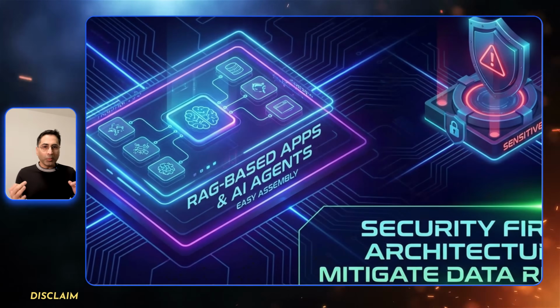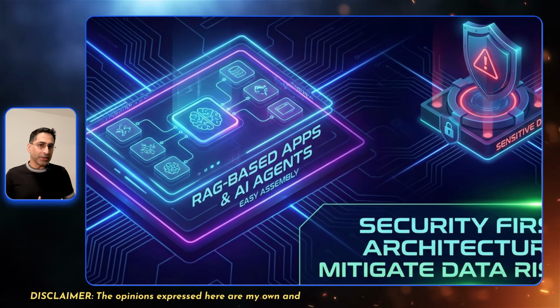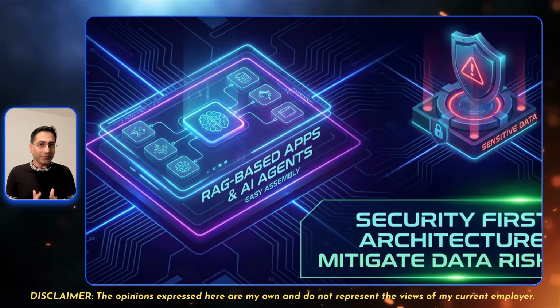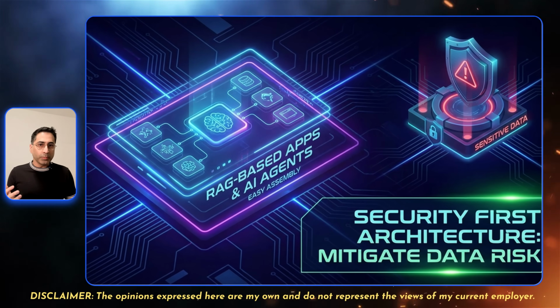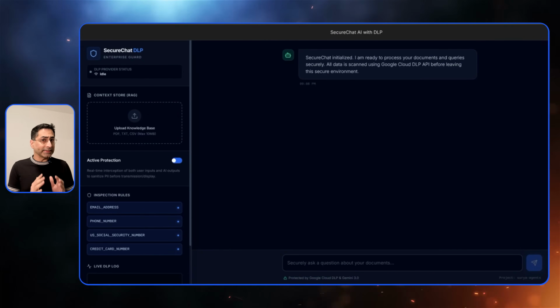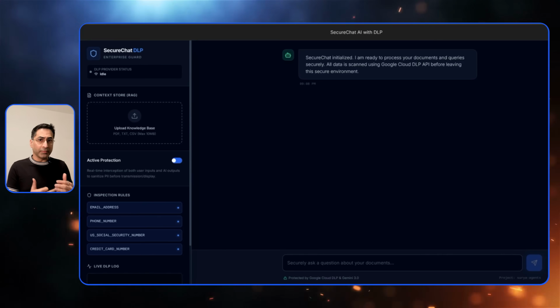So building RAG-based applications or AI agents is becoming easier and easier every day. But the problem is when you use these RAG-based applications on sensitive data, if you do not keep a security-first architecture in mind, it could become a potentially big data risk. To see this in action, let's look at a simple application that I've built leveraging RAG.